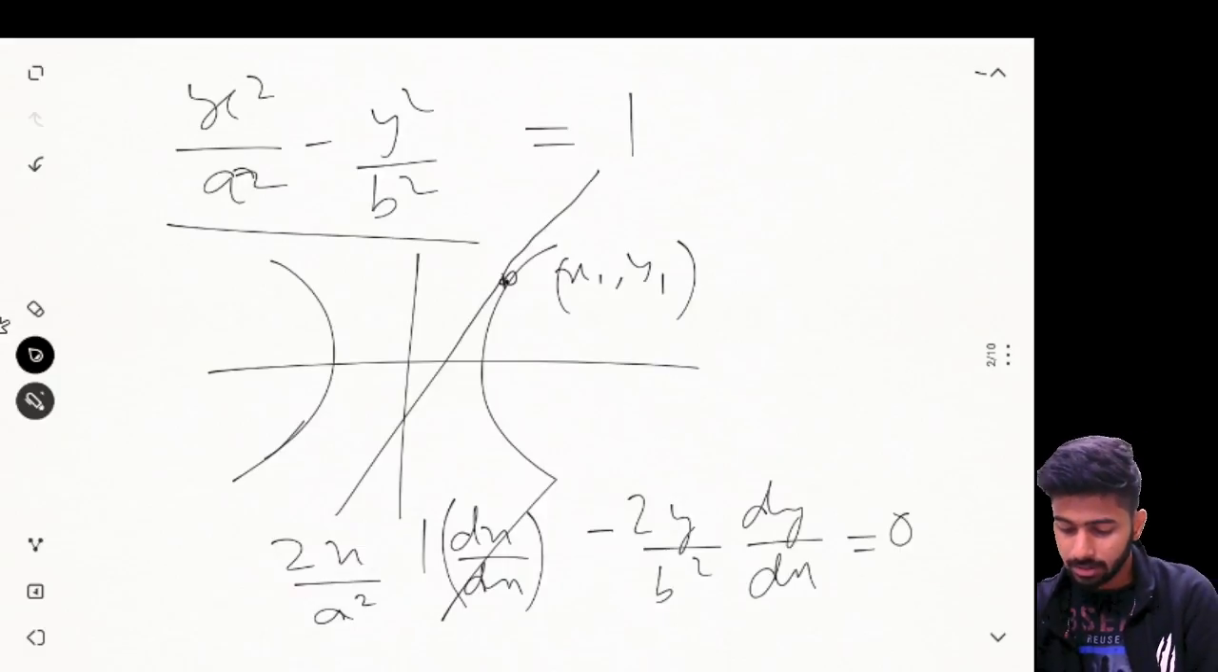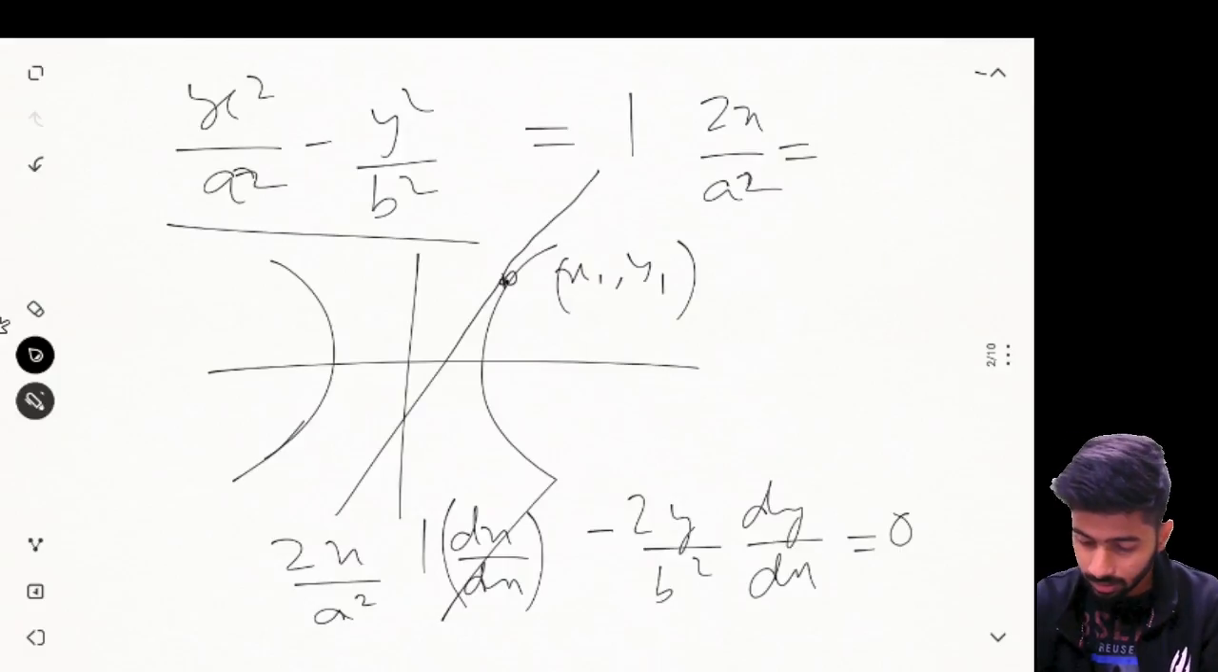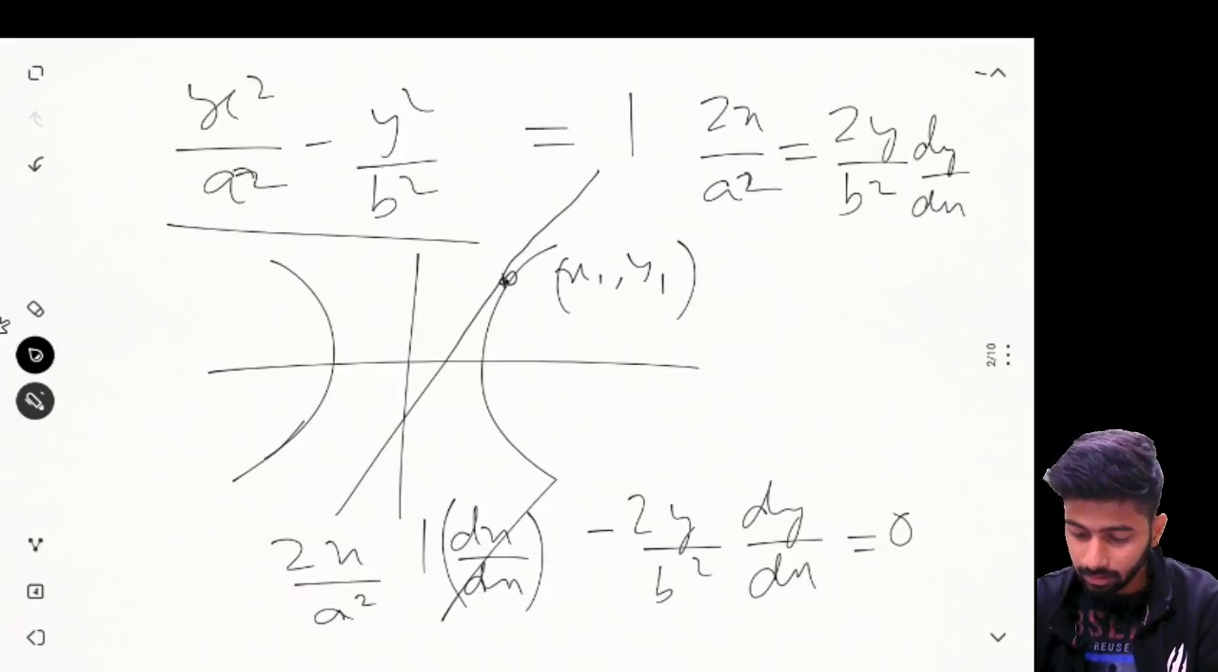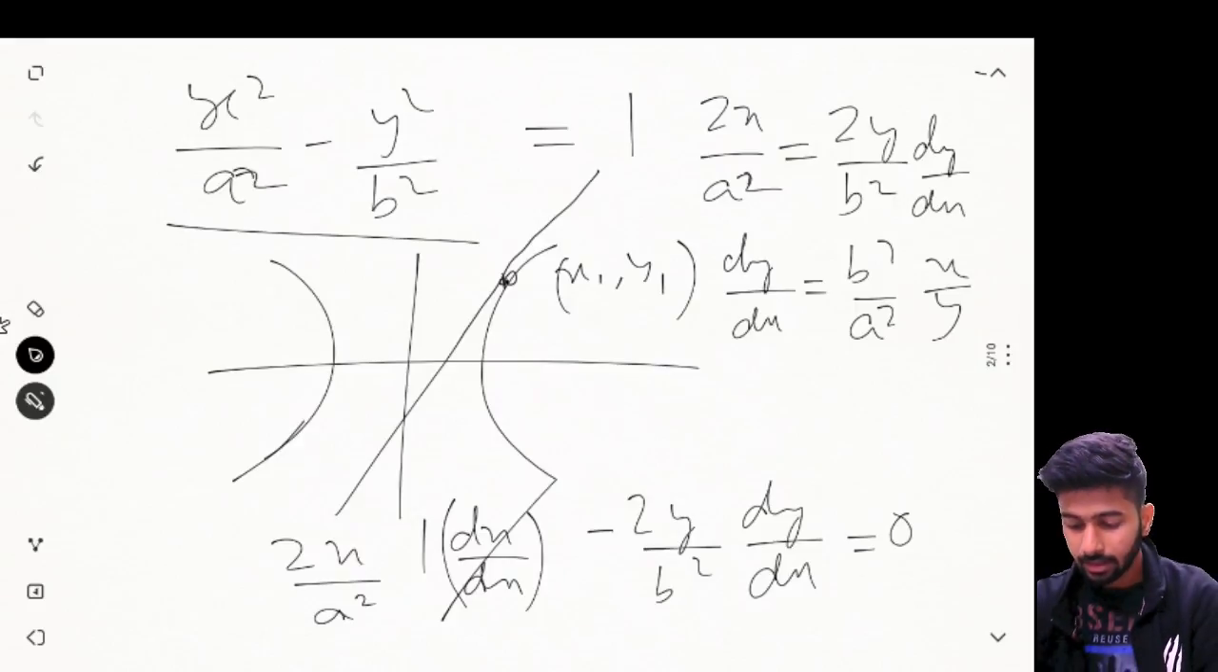So what you have now is 2x by a square is equals to 2y by b square dy by dx. So extracting dy by dx from this equation, what we have is b square by a square into x by y. Right, this is what we have. So this is the general equation for slope.